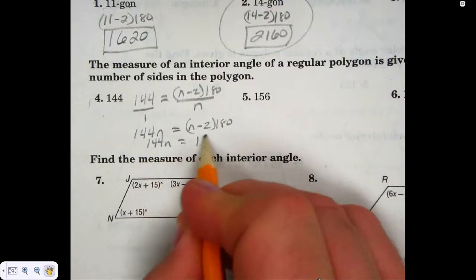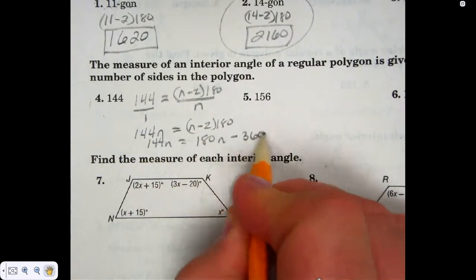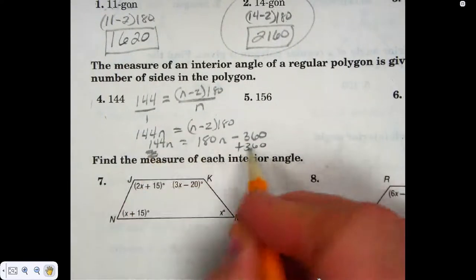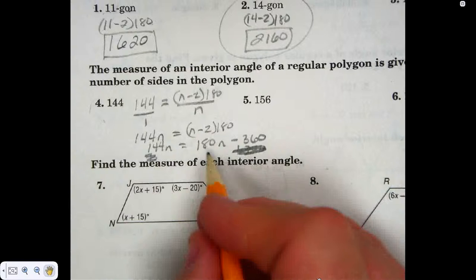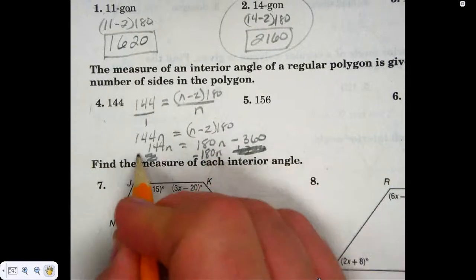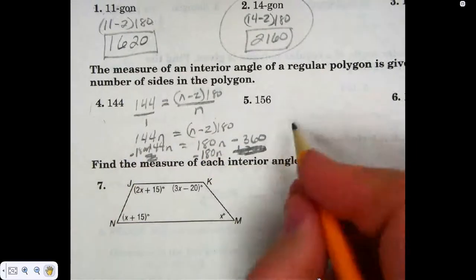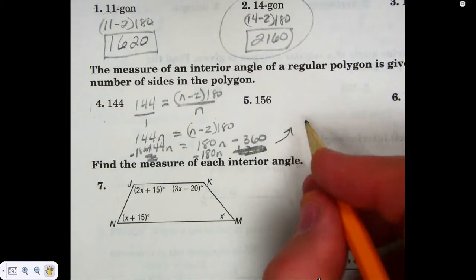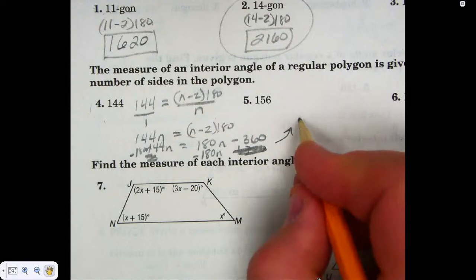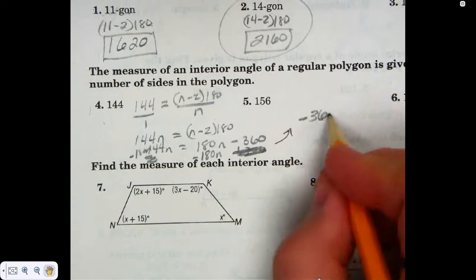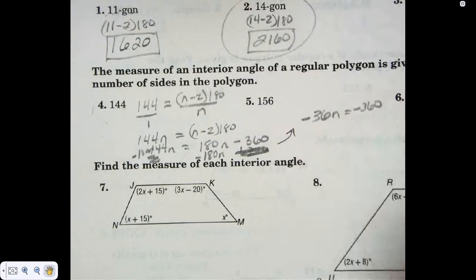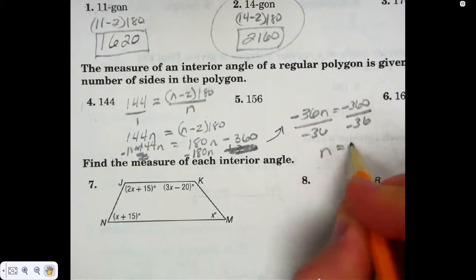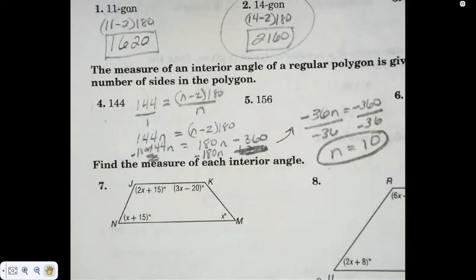When you multiply through, you get 144n is equal to 180n minus 360. Add 360 to both sides? No, I wouldn't do that. The best thing to do would be subtract 180n. Negative 180 plus 144 would be negative 36. So negative 36n is equal to negative 360. Divide both sides by negative 36. You get n is equal to a positive 10. So it's a 10-gon, a decagon.